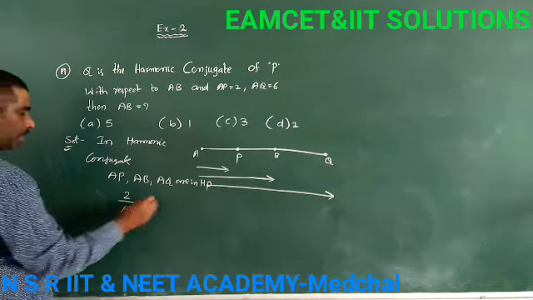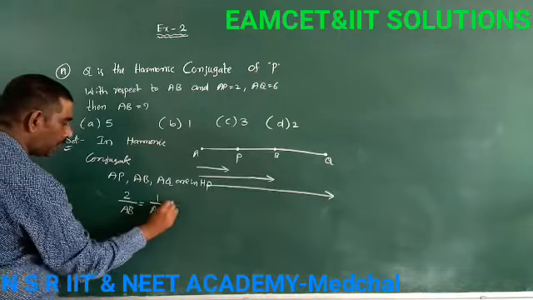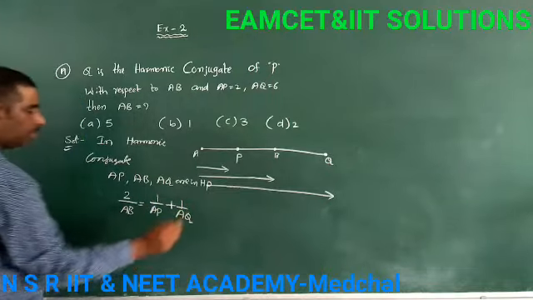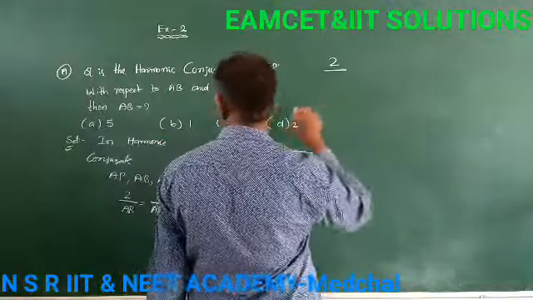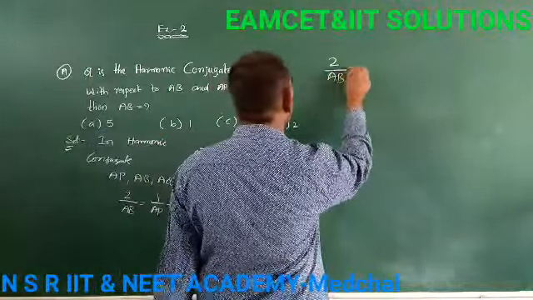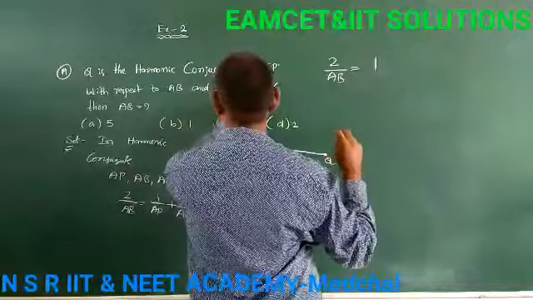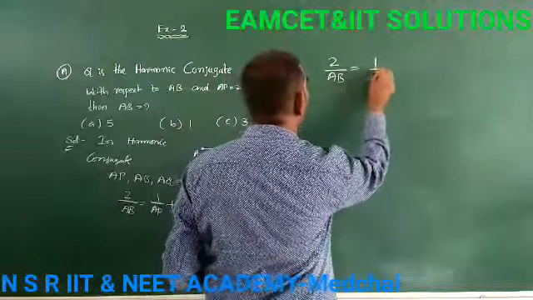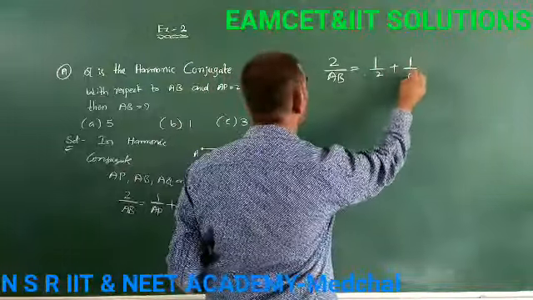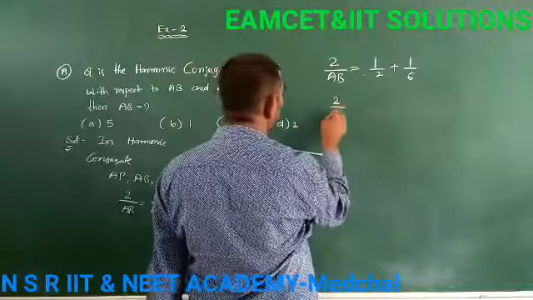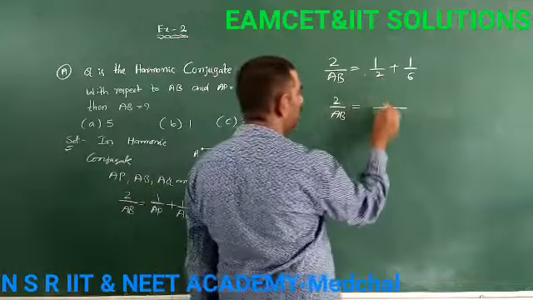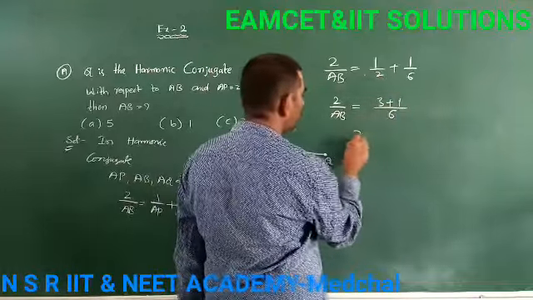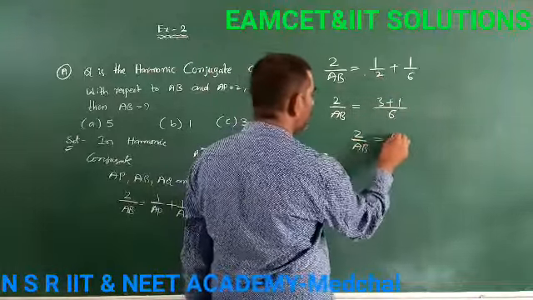Then what is the mathematical condition of harmonic conjugate? 2 by AB is equal to 1 by AP plus 1 by AQ. Already we discussed this. So 2 by AB equal to 1 by AP, already given AP value 2, plus 1 by AQ, value is 6. So 2 by AB equal to, here we get LCM 6. So 2 3s are 6, we write here 3 and 1. So 2 by AB equal to 3 plus 1, 4 by 6.